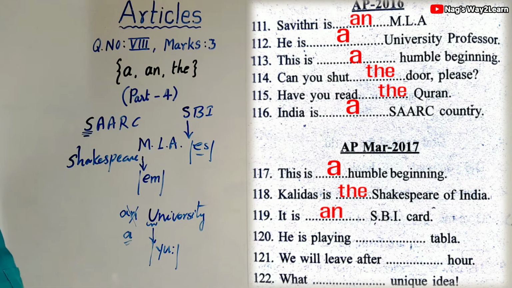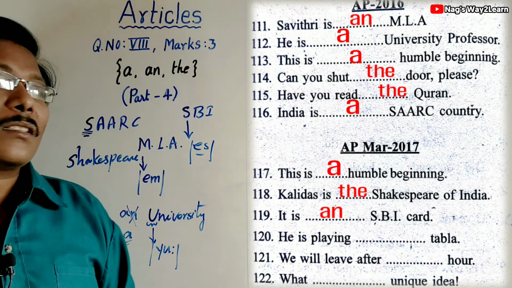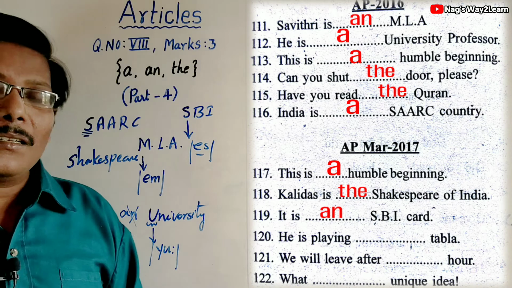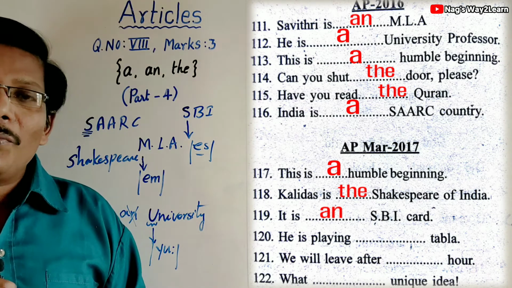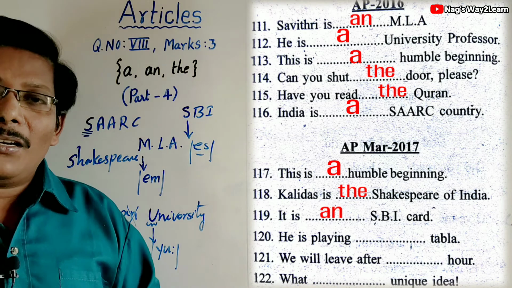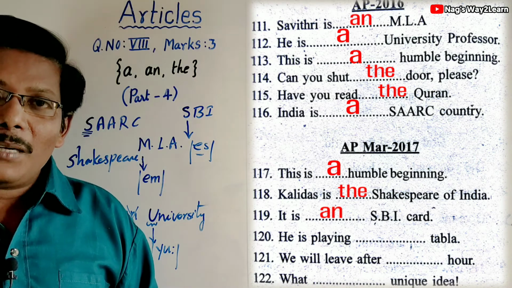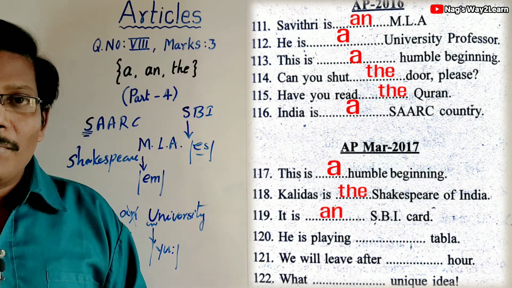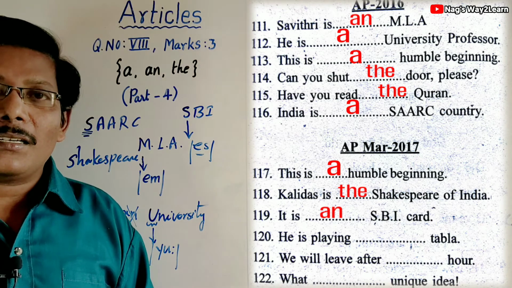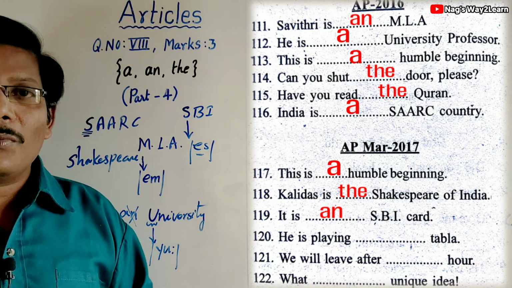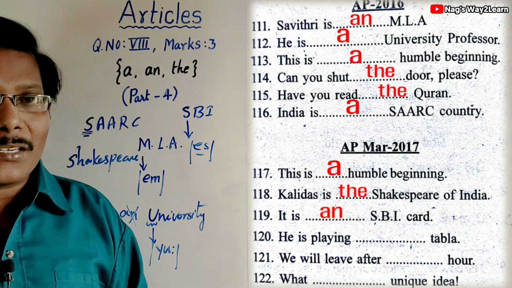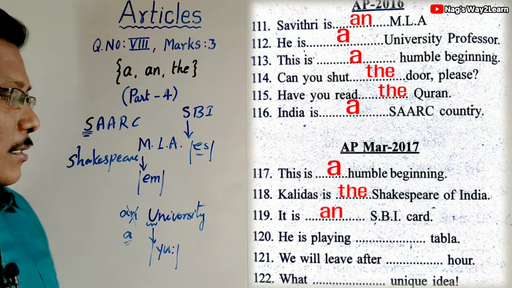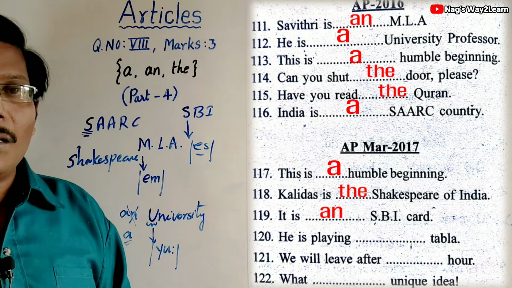The next one is, he is playing dash tabla. You know, tabla is the name of a musical instrument. And I already told you that before the names of musical instruments, we have to use the definite article the. For example, the veena, the flute, the tabla, in that way. So here the answer is, he is playing the tabla.